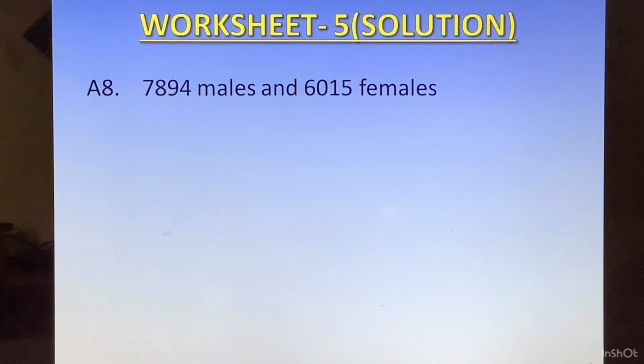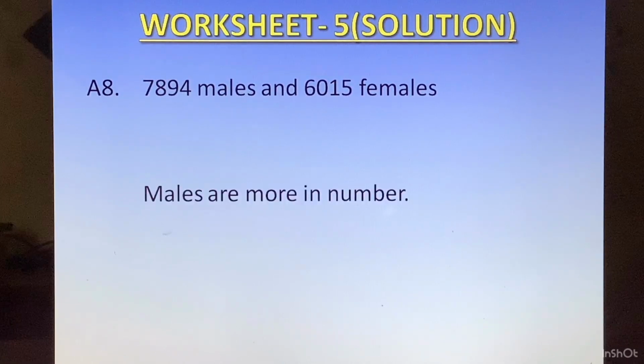So we will compare the first digit, 7 and 6. So 7 is greater than 6. That means 7894 is greater. That means males are more in number.